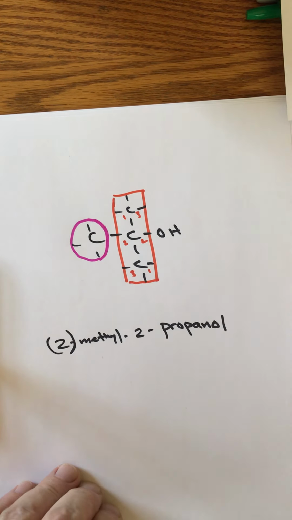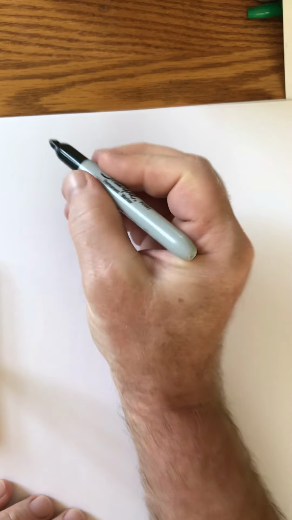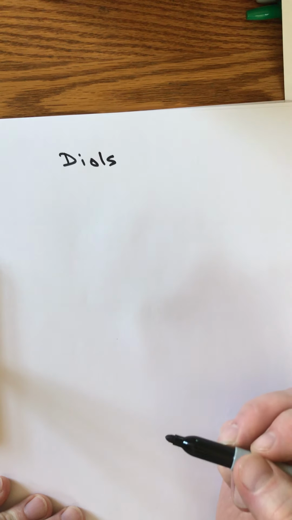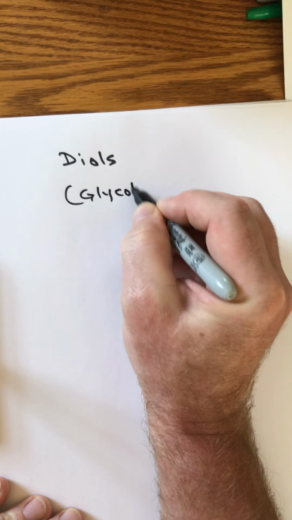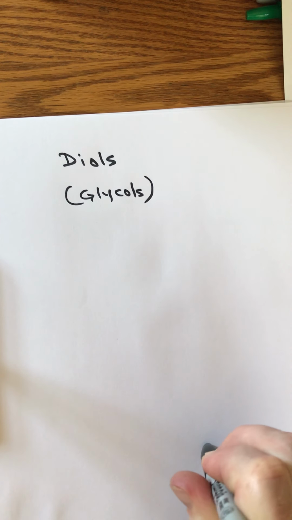All right, so we had primary, secondary, and tertiary alcohols. Oh, you think alcohols are done, do you? No, they're not. So what if we put 2 OH groups on there? Next card, diols, also known as glycols. Diols are not uncommon even in nature.